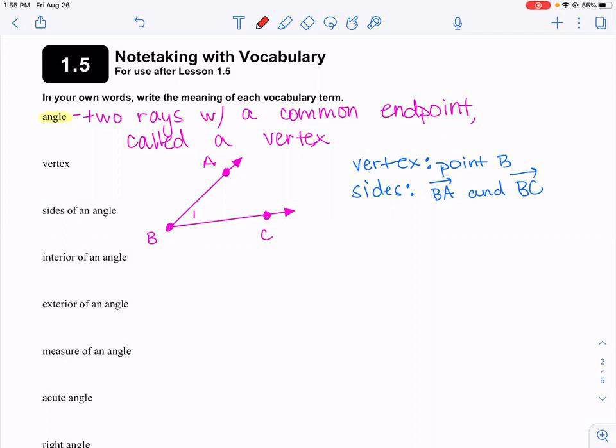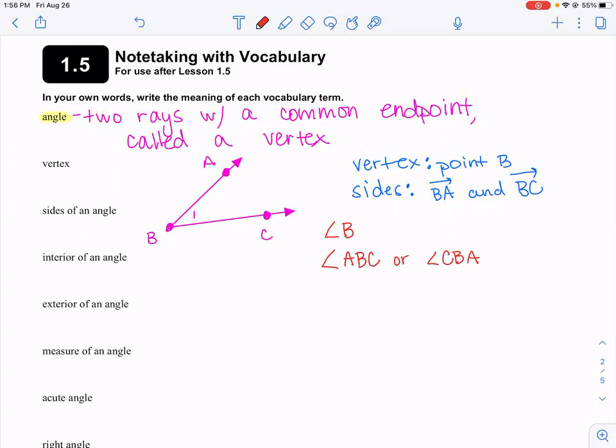Now, how do we name an angle? We can name this angle as angle B, because that's the vertex. I can also name this angle ABC or angle CBA. I'm going to have you write that down, and then I want you to look up here, and I want to point to things.